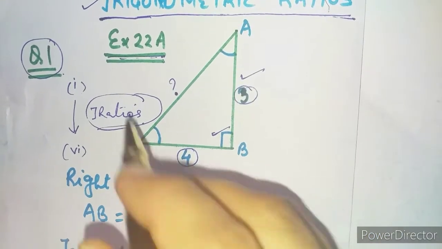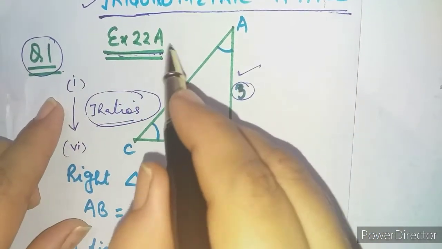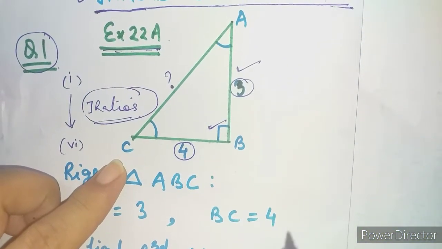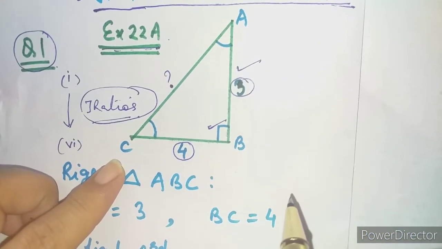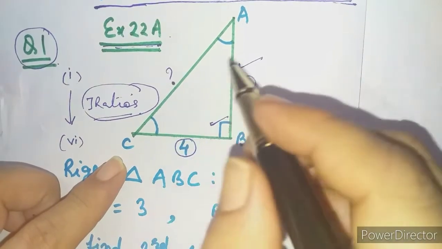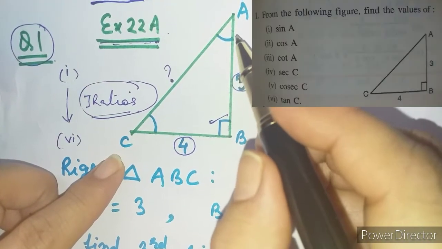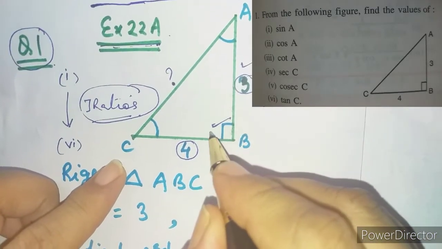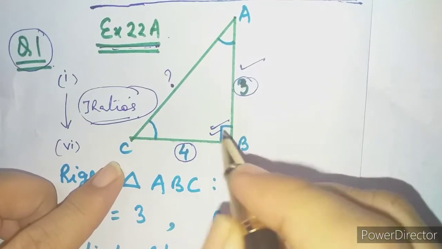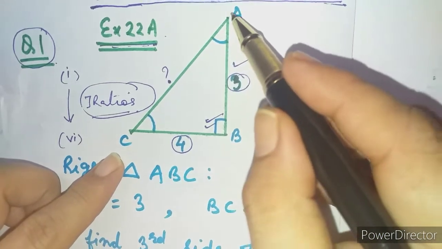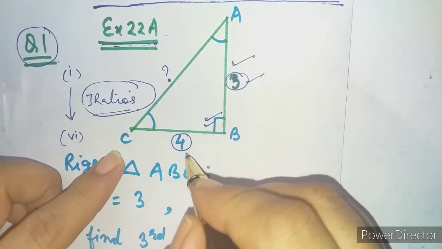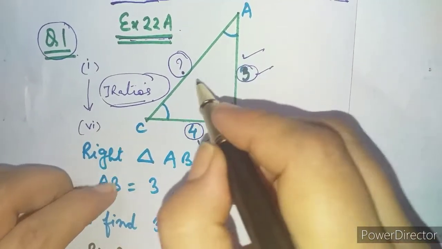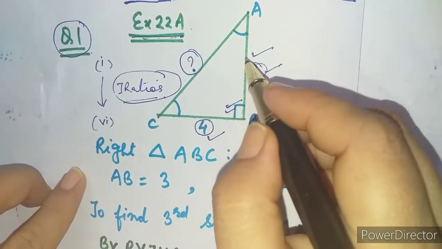Now, question number 1 of exercise 22: first of all, you can see on one side of the screen that there is a right triangle ABC, right angled at B. Here the right angle is given, one side is given to be 3 and the other side is given to be 4, and the third side is missing.